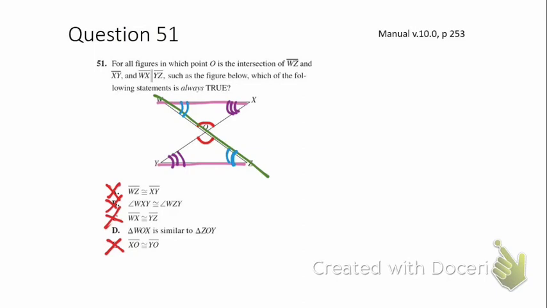Okay, so that means that those triangles are going to be similar because they have the same angle measures, even though they're kind of flipped. If you have congruent angles for two shapes, those have to be similar. And so the answer here has to be D.